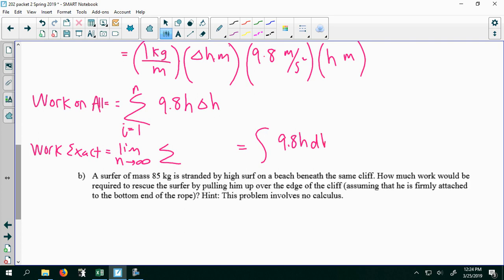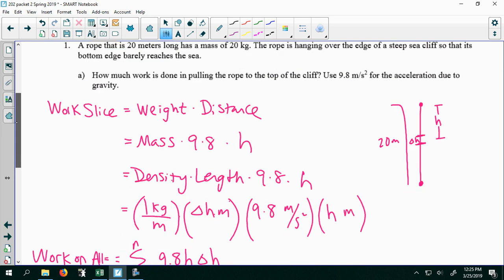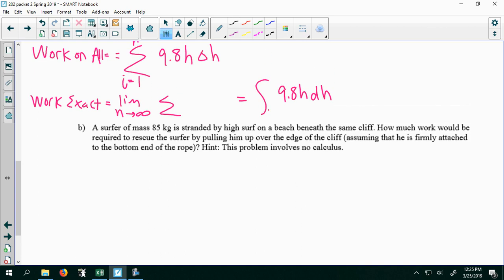9.8 H dH, and my bounds of integration are going to be the smallest H can be. The smallest that any piece of this rope needs to move is 0 meters. This spot right here doesn't need to move at all. And then this spot down here needs to move 45 meters. I'm sorry, not 45, 20 meters. So I'm going to integrate from 0 to 20. When you put this into a calculator, you get 1,960 joules, or do it by hand. It's a very straightforward integral.